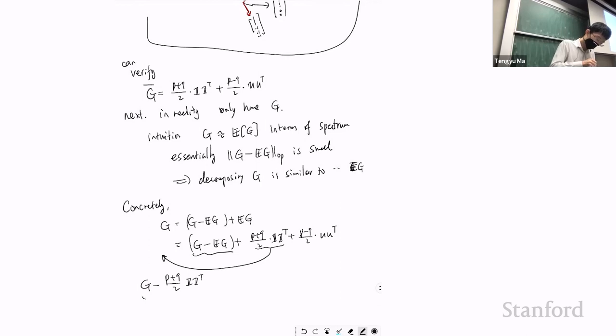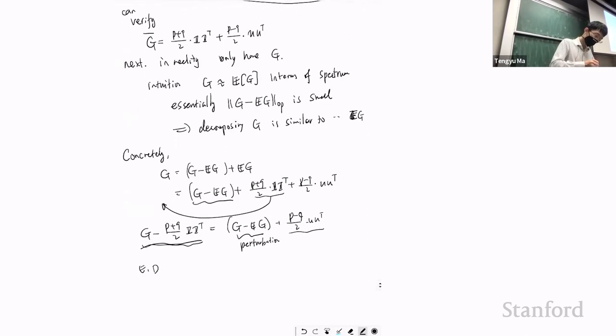You look at this matrix. This is something you know, because G is something you know. And then this matrix is equal to this plus P minus Q over 2. So you view this as a perturbation, and this is something you are really looking for. So basically, you start from the left-hand side and take an eigen decomposition of G minus P plus Q over 2, 1, 1 transpose, and the hope is that the top eigenvector of this matrix is close to U.